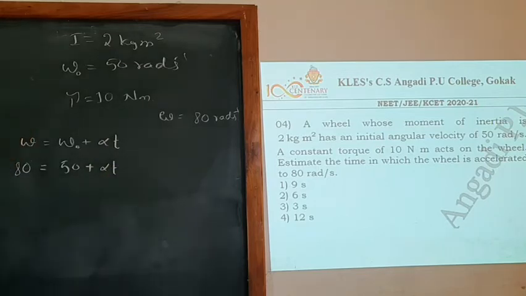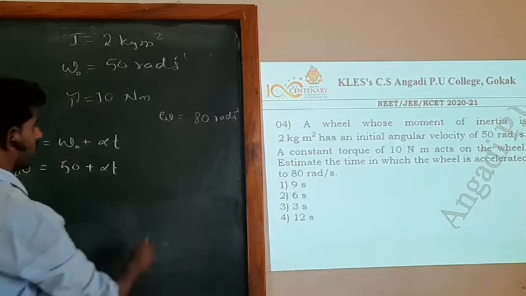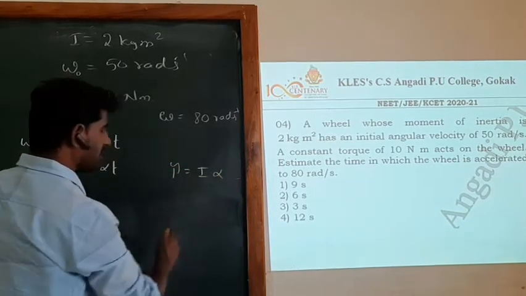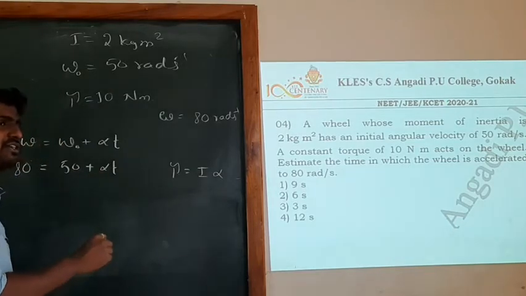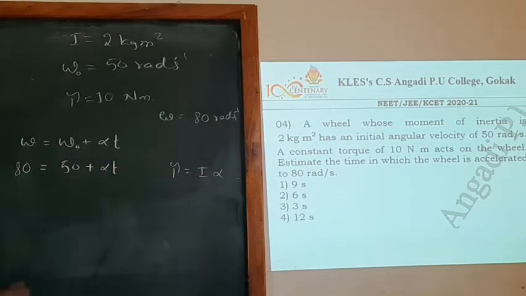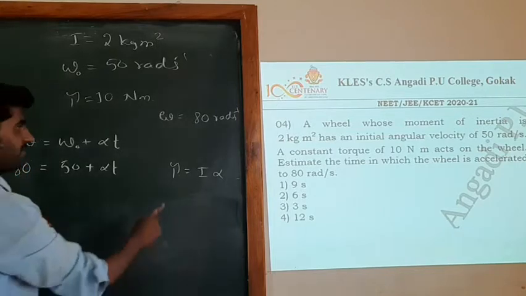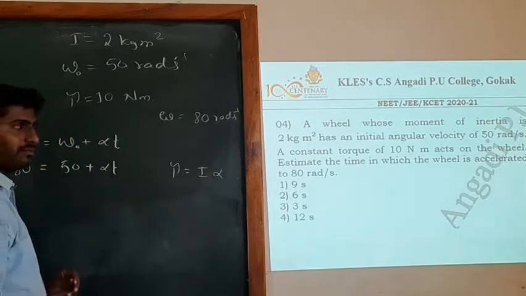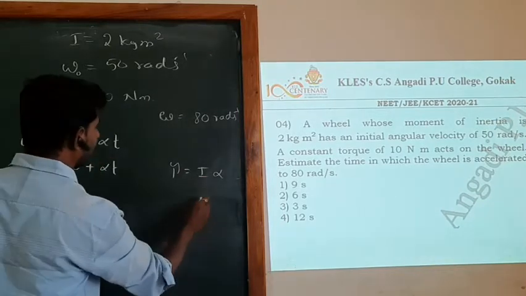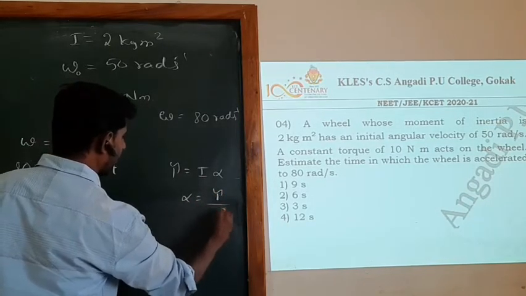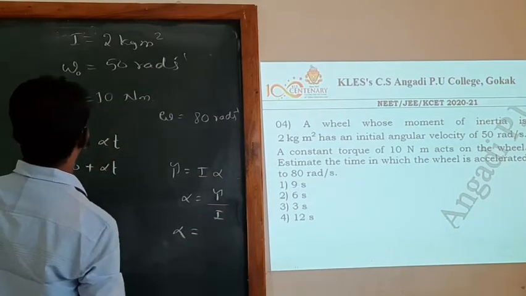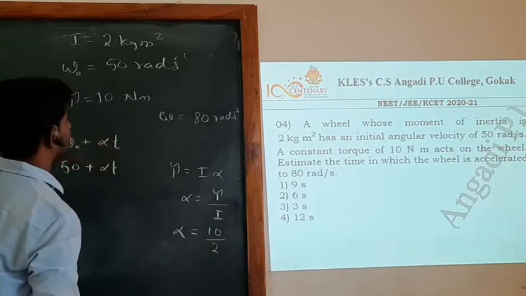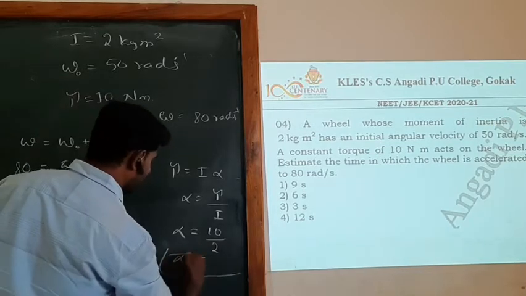To calculate the value of alpha, they have given 2 kg meter square, which is the moment of inertia, and the torque tau. We know tau is equal to I into alpha. You can compare each and every equation of rotational motion with linear motion. We have F equal to ma, so instead of that we have tau is equal to I alpha. We want the value of alpha, so alpha is equal to torque divided by moment of inertia. The value of torque is 10 and the moment of inertia is 2, so alpha is equal to 5 radian per second square.